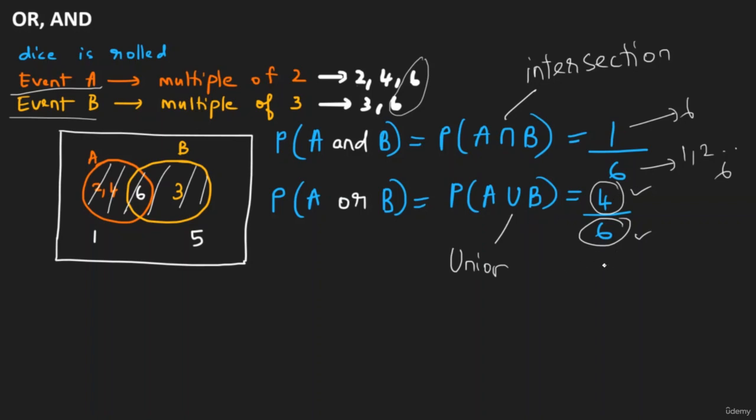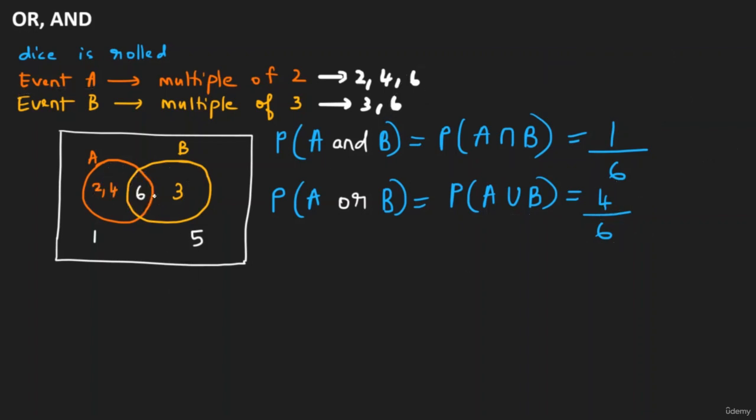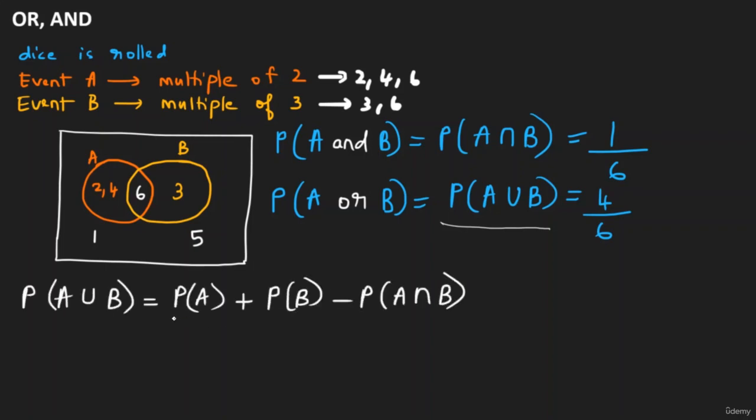Let's quickly revise. When you have AND, you find the intersection. When you have OR, you find the union, and the union is this space over here. The intersection is the common space, which is this space over here, where we have seen that we have only 1 event out of 6. All right, now let's also learn one more thing about probability of A union B. Probability of A union B is equal to probability of A plus probability of B minus probability of A intersection B. Let's see whether that is true.